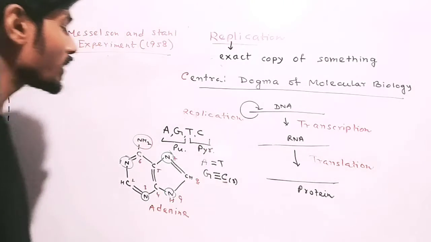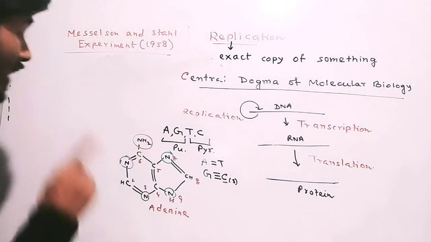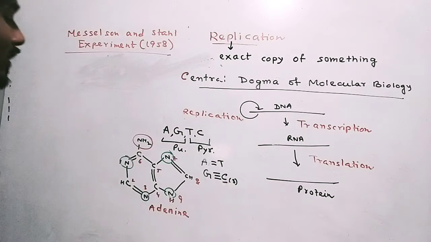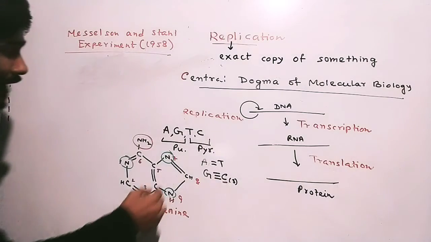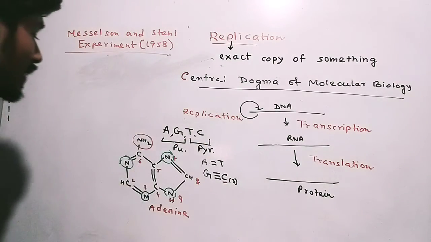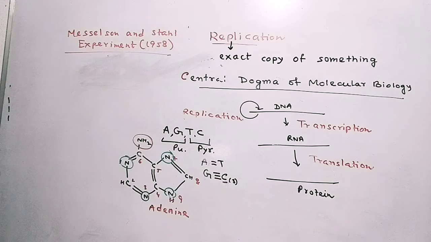In DNA, we have 4 nitrogenous bases, and that's very important: adenine, guanine, thymine, and cytosine. Adenine and guanine are purine bases, that is, they have a heterocyclic ring structure, and thymine and cytosine are pyrimidine bases. They don't contain the heterocyclic ring structure, they are much simpler versions.